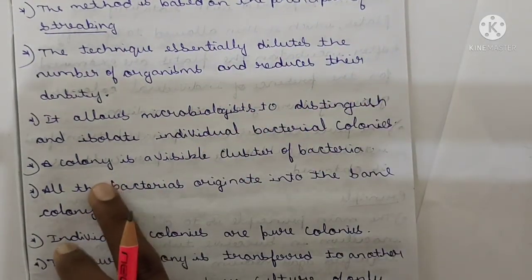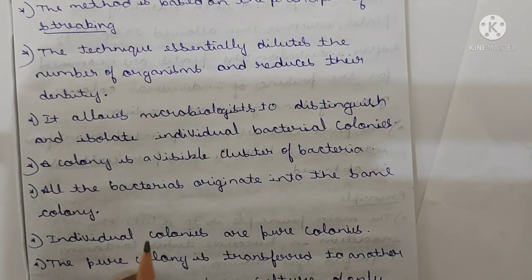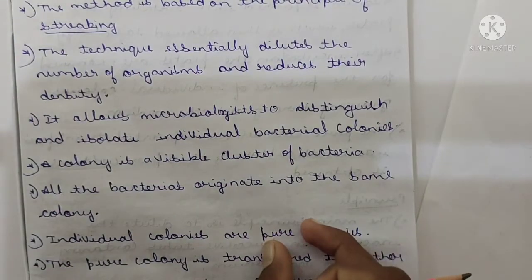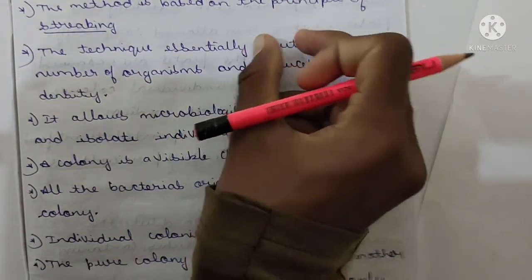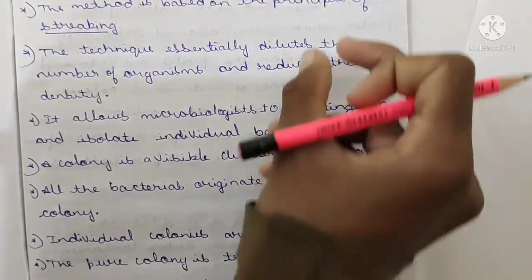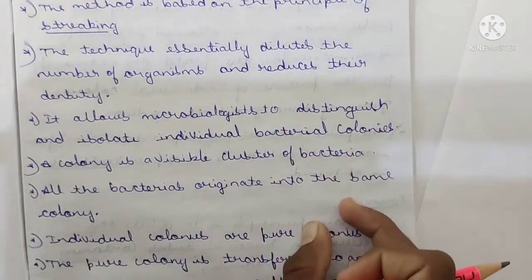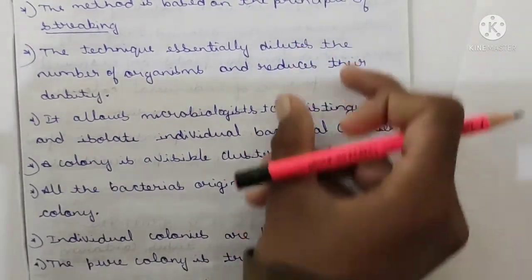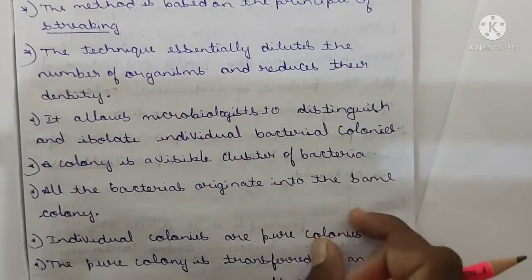And a colony is visible, a cluster of the bacteria. See here, it is the colony. It contains the bacteria. In the colony, the column-shaped structure, it contains numerous bacteria. A cluster means a group of bacteria are present. We can easily understand the characteristics of that bacteria.